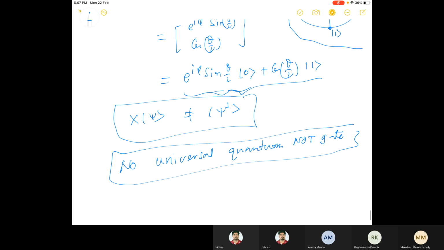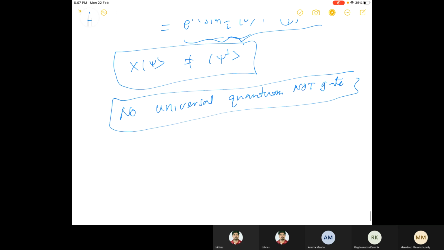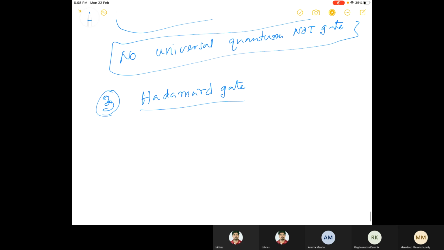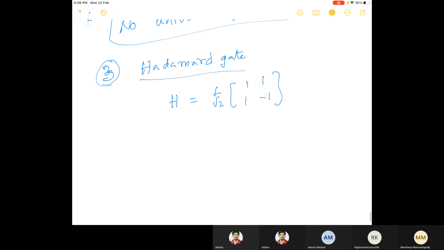Anyway, now let me introduce one more gate, which is one of the fundamental gates in the entire quantum computing. Many algorithms can be explained using this particular gate, which is very simple. I think this is the third gate. This is the Hadamard gate, and I'll tell you why it is fundamental also. We usually denote this gate by the matrix 1 by root 2 times [1, 1; 1, -1]. So what does it do?